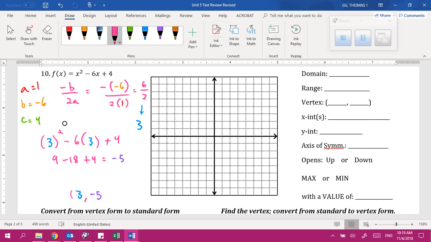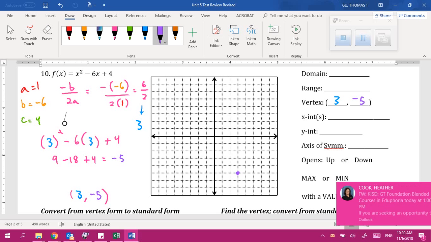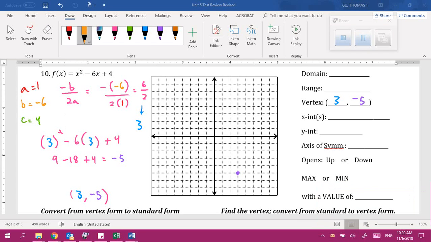So let's go ahead and write that in on the right side over here where it asks for vertex. It's going to be 3, negative 5. So that's one of my points. Let's graph that. 3, negative 5 right there. That's the vertex, okay? Also, if that's the vertex, I can also tell what the axis of symmetry is, right? And so what is my axis of symmetry? X equals 3, right, because the axis of symmetry always goes through the vertex.